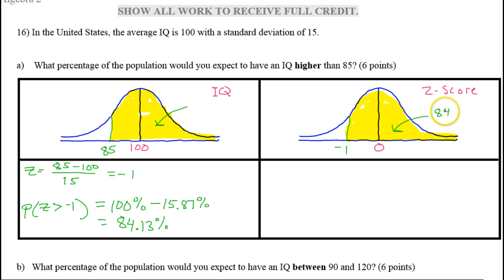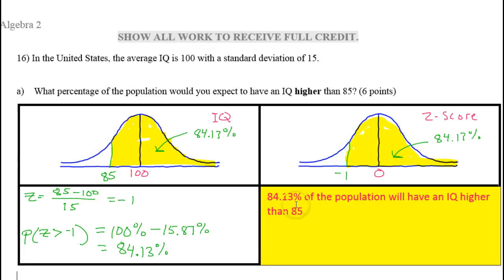That is 84.13%. And the percentage on the other graph should be the same, also 84.13%. Now I just need a sentence. I need to write this up as a sentence. So this means that 84.13% of the population will have an IQ higher than 85.